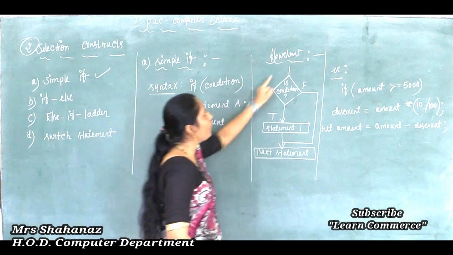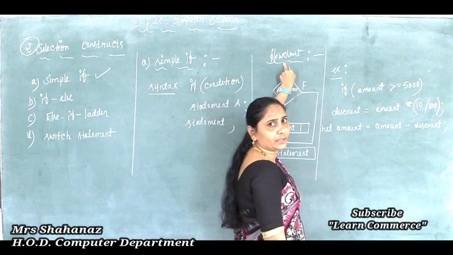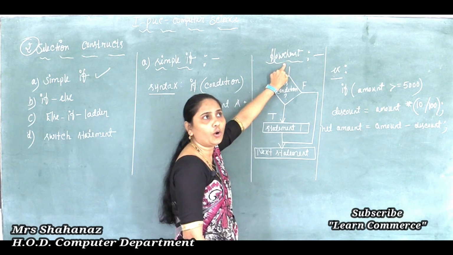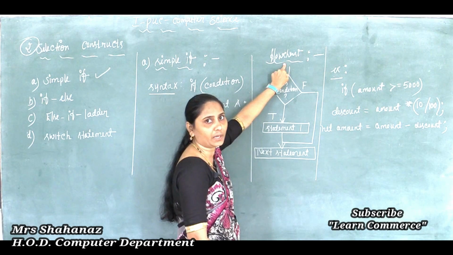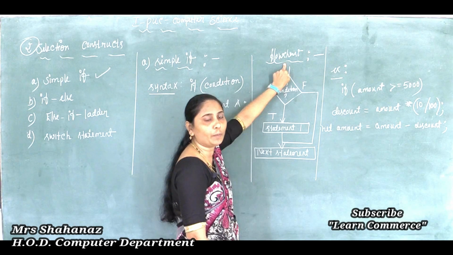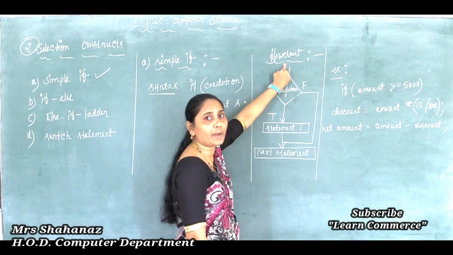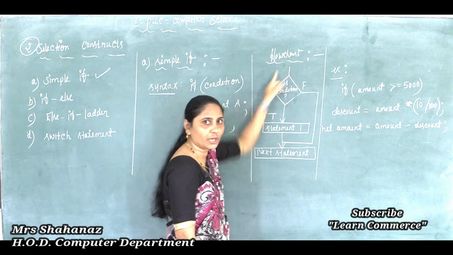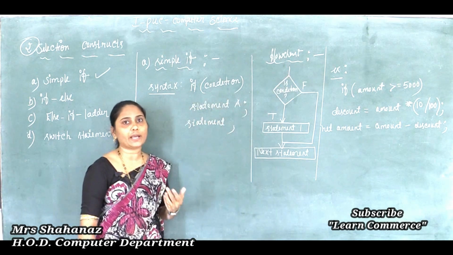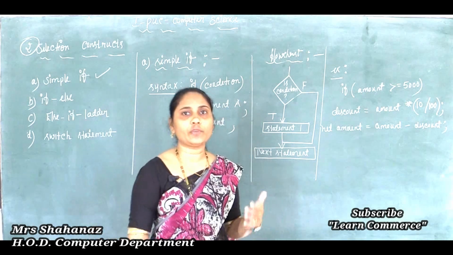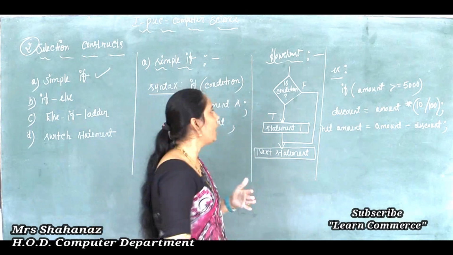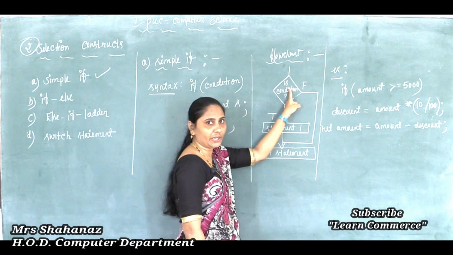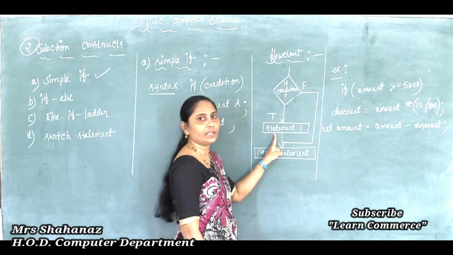Now, how about the flow chart? We know that a flow chart is a pictorial or graphical representation of a solution to a problem. How are we solving the problem? By using a diagrammatic representation of the solution. That means by using the diagram we are going to construct the flow chart. If the condition is true, this statement is executed.